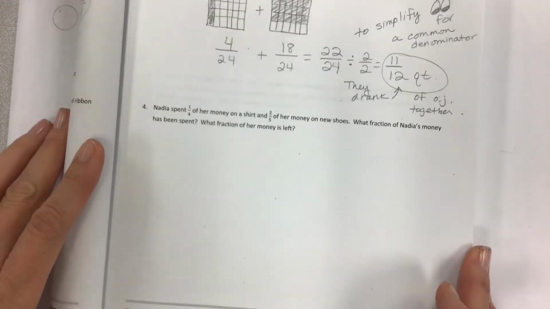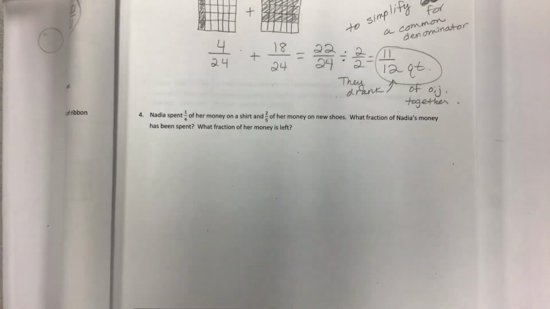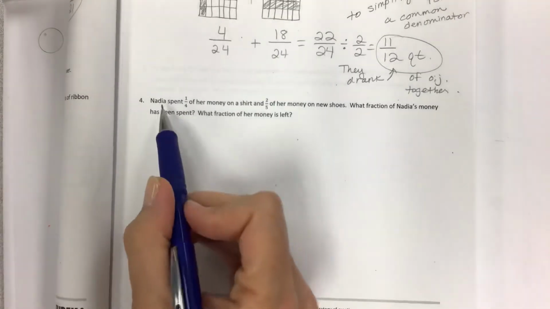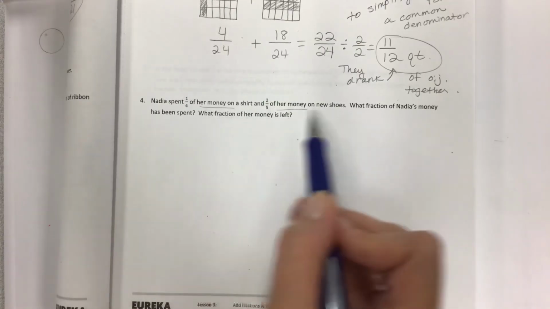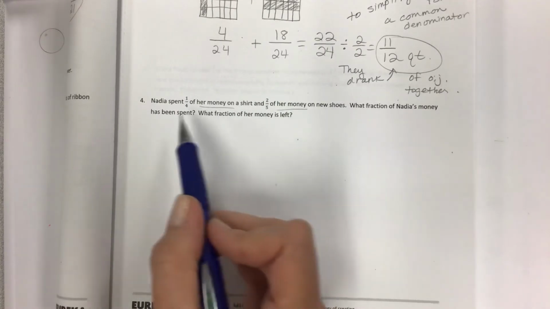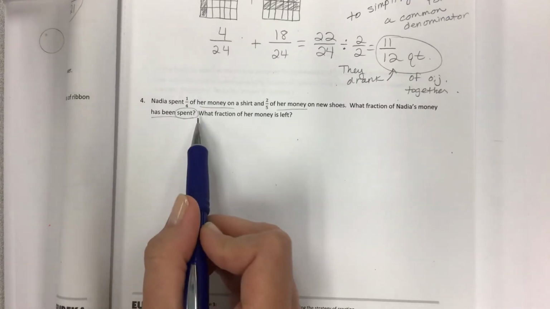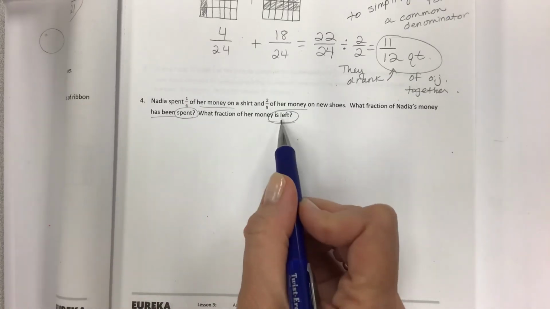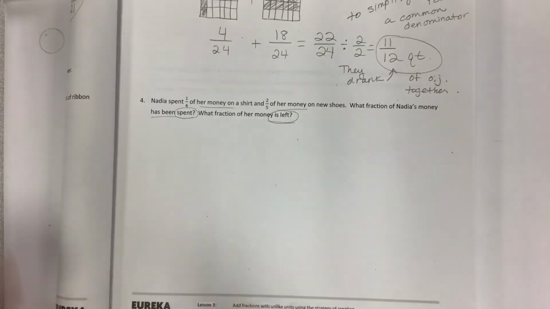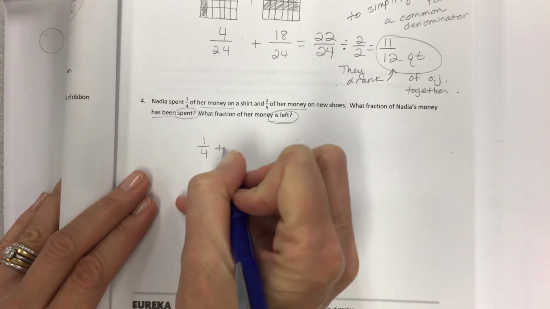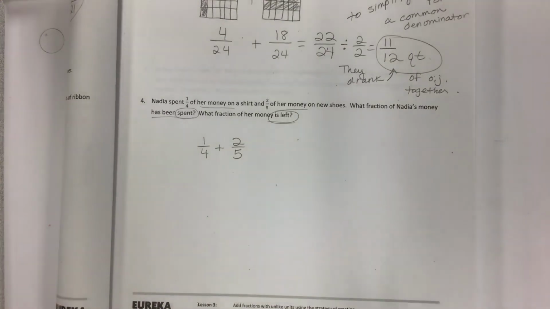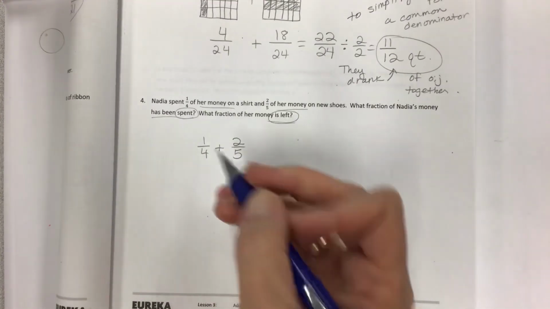Okay, moving on. Last one. We're almost done. Nadia spent 1/4 of her money on a shirt and 2/5 of her money on new shoes. What fraction of Nadia's money has been spent? Always watch out for questions like, well, now what is left? And then we're going to talk about what is a whole, W-H-O-L-E. So she has money and she spends 1/4 of it, and then she spends 2/5 of it. So this is all the spent money.